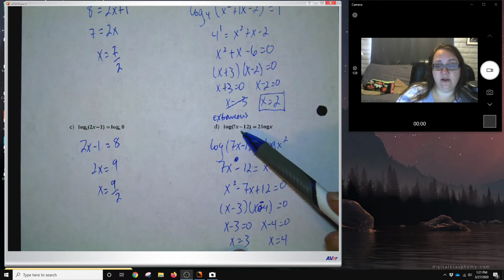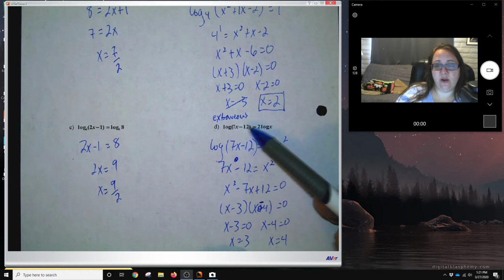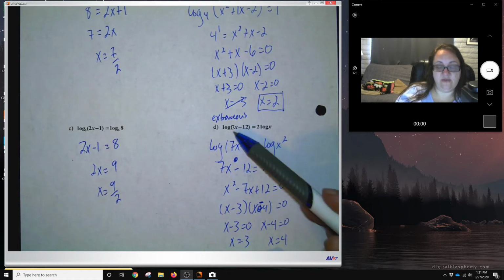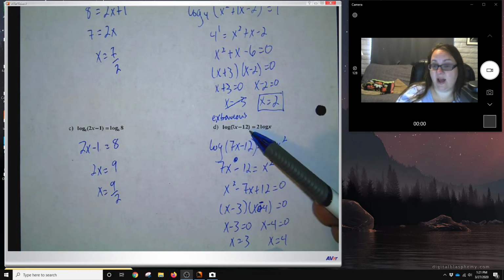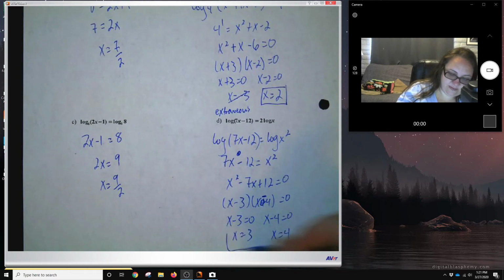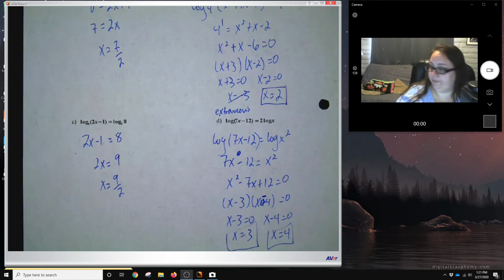So over here, 3 times 7 is 21. 21 minus 12 is 9, so that's positive. 4 times 7 is 28. 28 minus 12 is positive also, so that means both of these work.